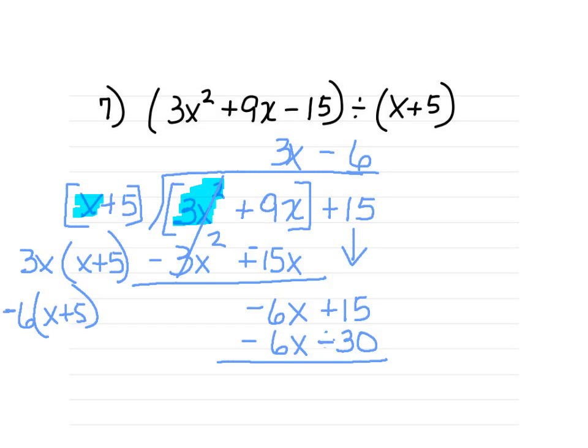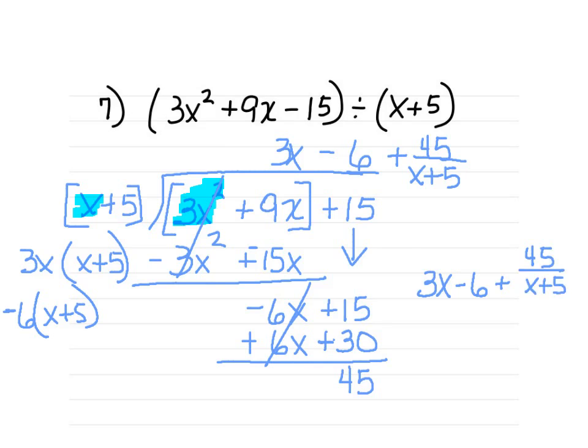But because I'm subtracting, I'm going to change all the signs. And let's go ahead and do that. Negative 6x plus 6x cancel each other out. And so positive 15 plus 30 would be 45. So I would have positive 45 over x plus 5. So my quotient here is 3x minus 6 plus 45 over x plus 5.